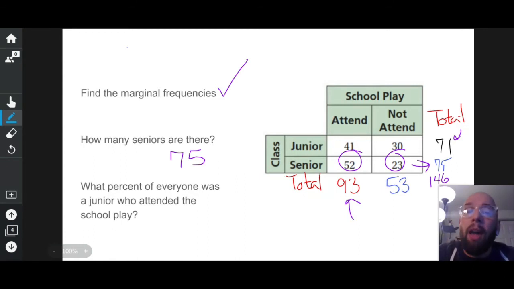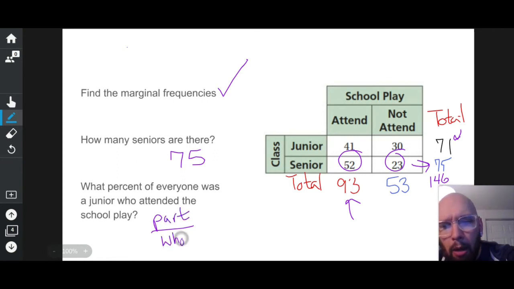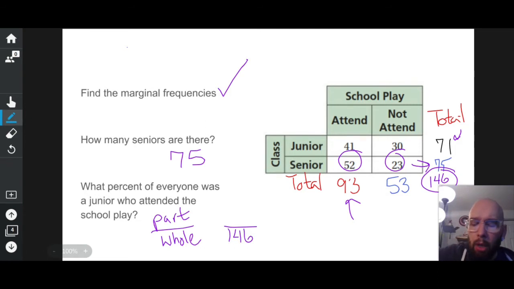What percent of everyone was a junior who attended the play? Remember, when you're talking about percents, you're talking about a part over a whole. So my whole group is everyone, and that's 146. What percent of everyone was a junior who attended the school play?